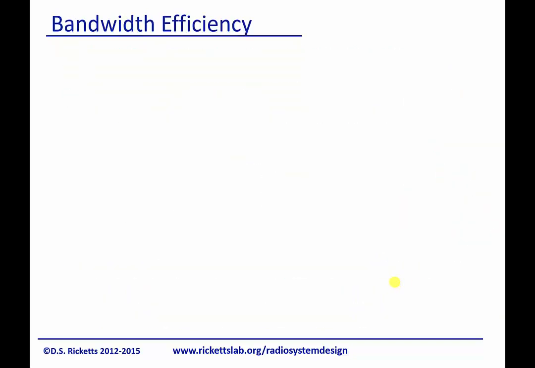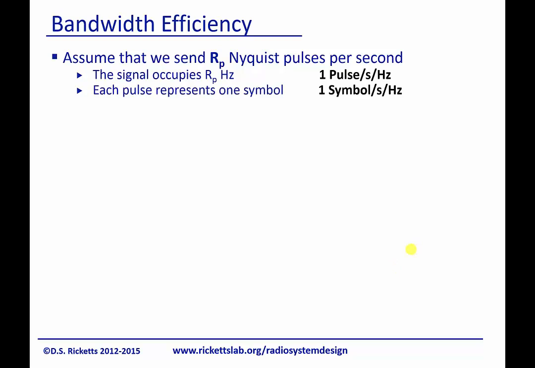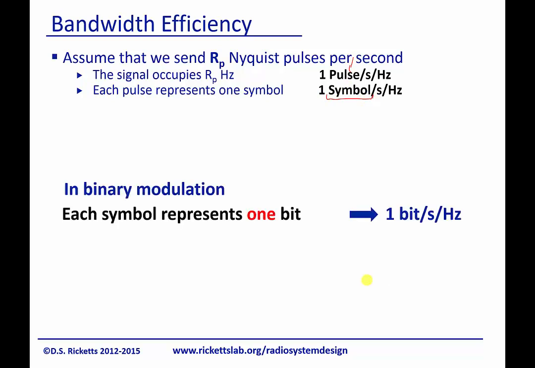So I want to talk a little bit about bandwidth efficiency, because this is what it all comes down to and why we care about this. If we assume we're sending RP Nyquist pulses per second, the signal occupies a bandwidth of RP hertz, as we just discussed. That's one pulse being transmitted RP times per second, so we have RP hertz as our bandwidth. But each pulse represents one symbol. The pulse is what we're sending physically, but in our modulation scheme, it's actually a symbol. And so in binary modulation, each symbol represents 1 bit, so we're transmitting 1 bit per second per hertz.